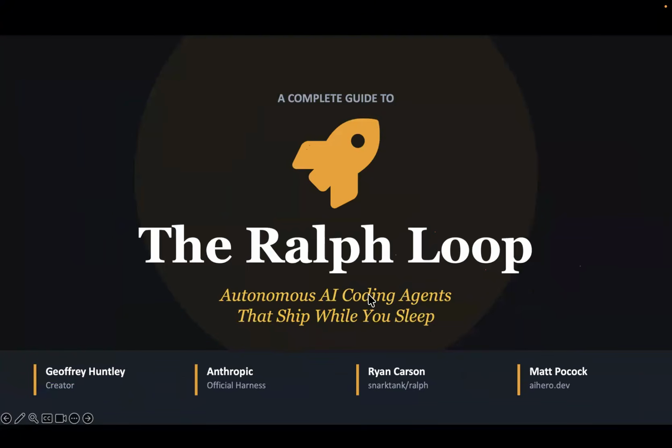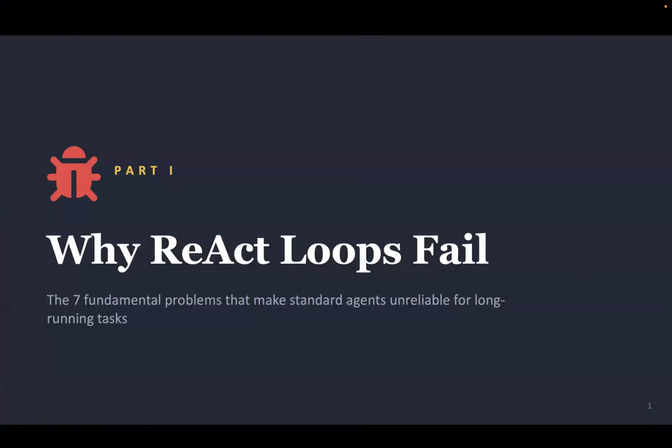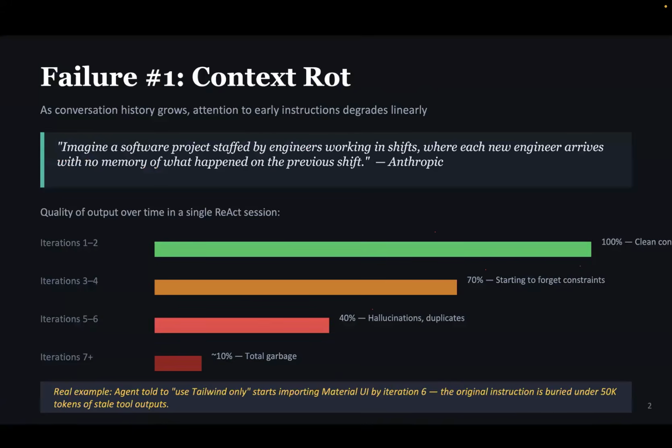Okay. So again, I'll come to the Ralph loop later on. First of all, let's understand why the ReAct loop fails, right? There are 7 fundamental problems with the ReAct loop that you need to understand. The first is context rot. So what is context rot? As your conversation history grows, the attention to early instructions degrades linearly.